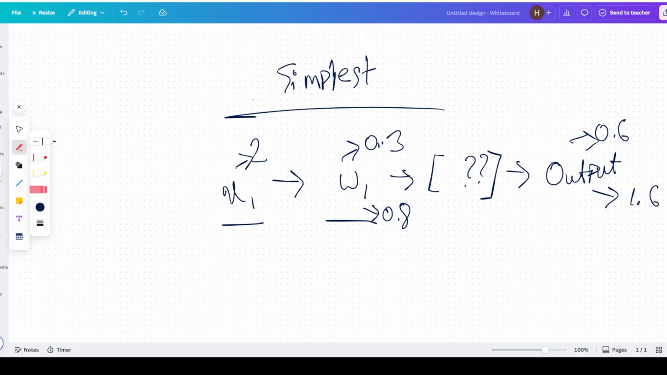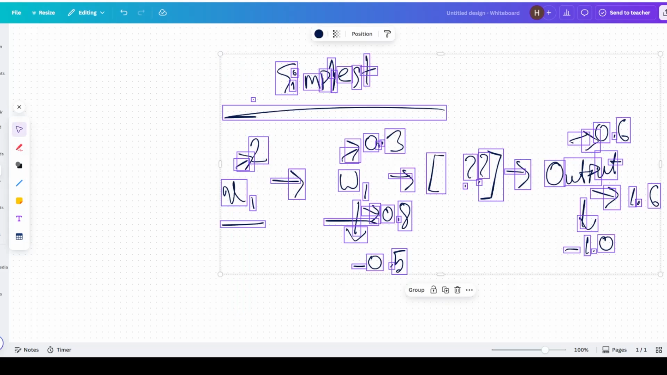Again, if I multiply this, like if I have a negative amount of weight, let's say negative 0.5, what are we going to have as the output? Our output will be -1. So weights are like volume knobs. They amplify or reduce signals. So this was our simplest one.